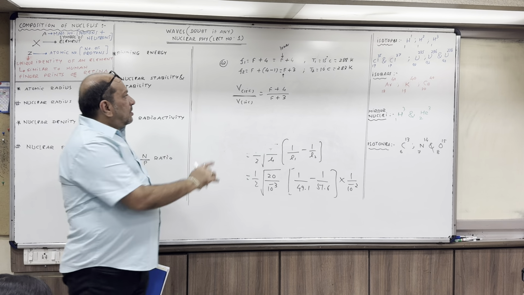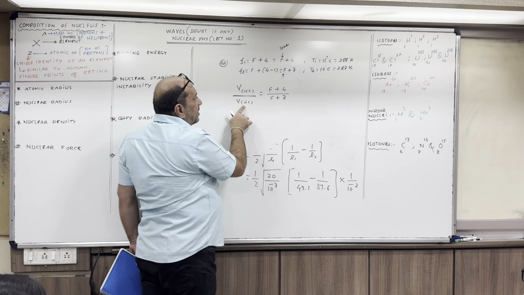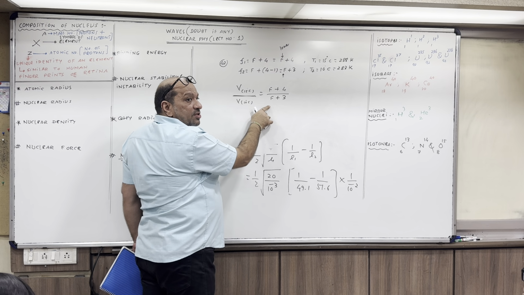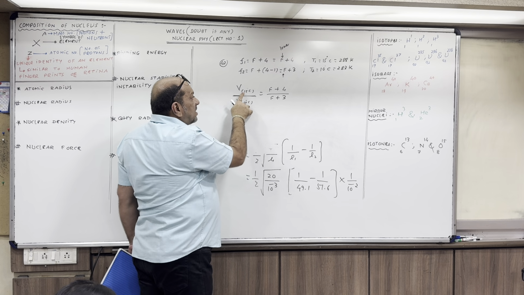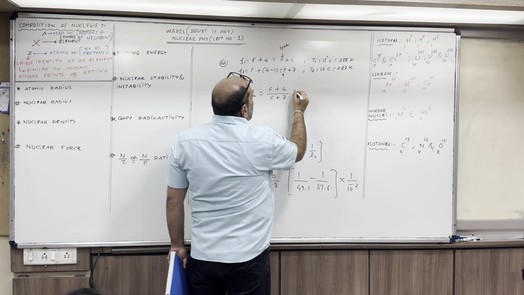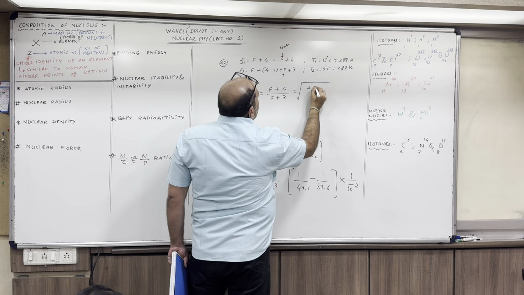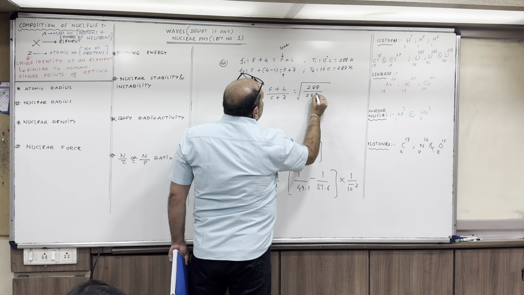So direct relation. Greater temperature, smaller temperature. Greater frequency, smaller frequency. Because as temperature increases, velocity increases. As velocity increases, frequency increases. Right? And this is under root 288 upon 283.